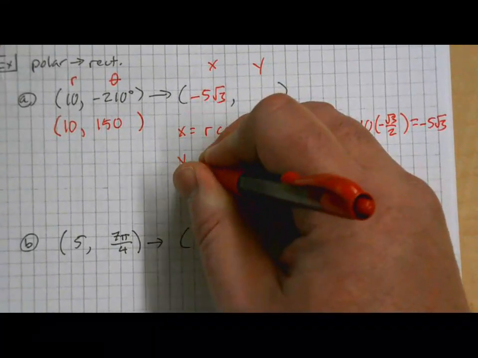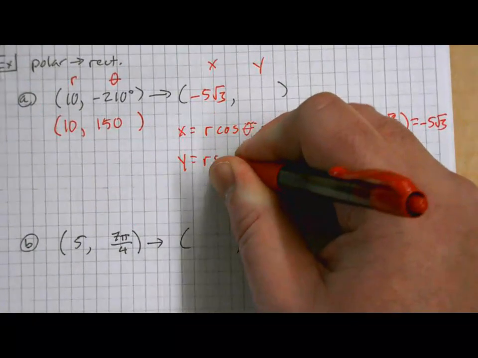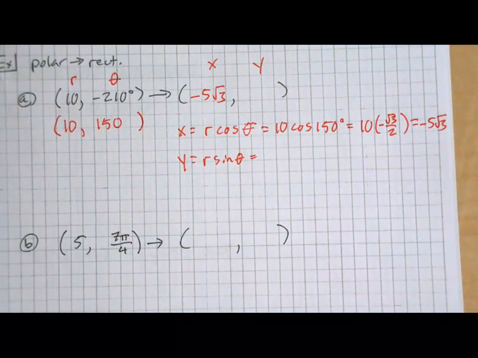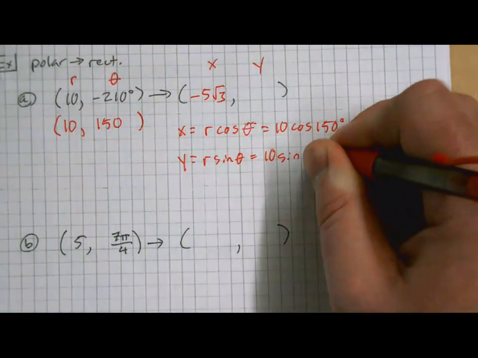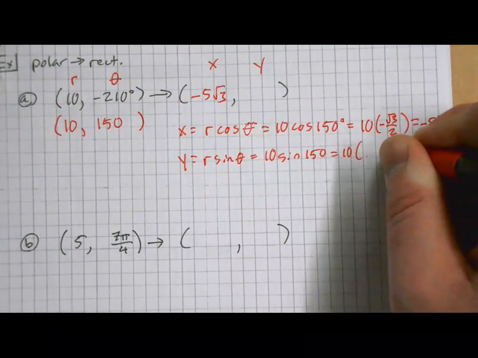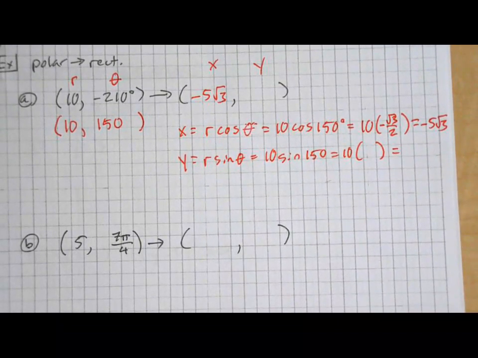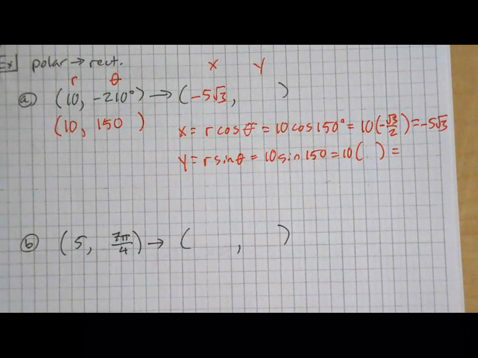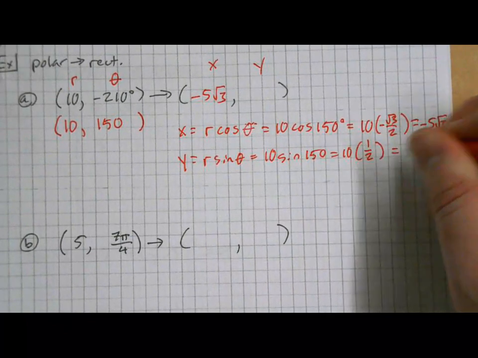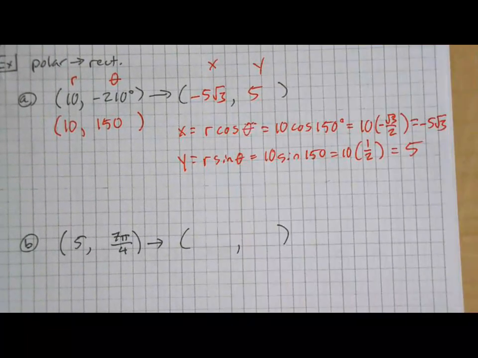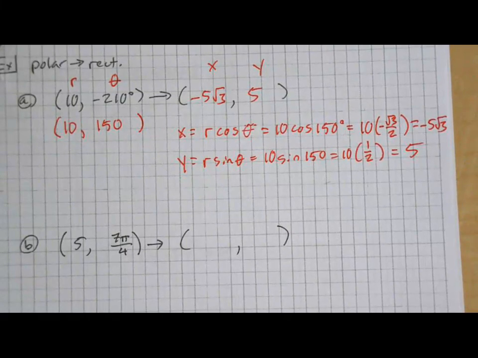Let's find our y coordinate. Same deal, except it's sine this time, r sine theta. So 10 sine 150. Sine of 150 would be positive. That's in quadrant 2. That's this shorter distance. That's a half. That's it.